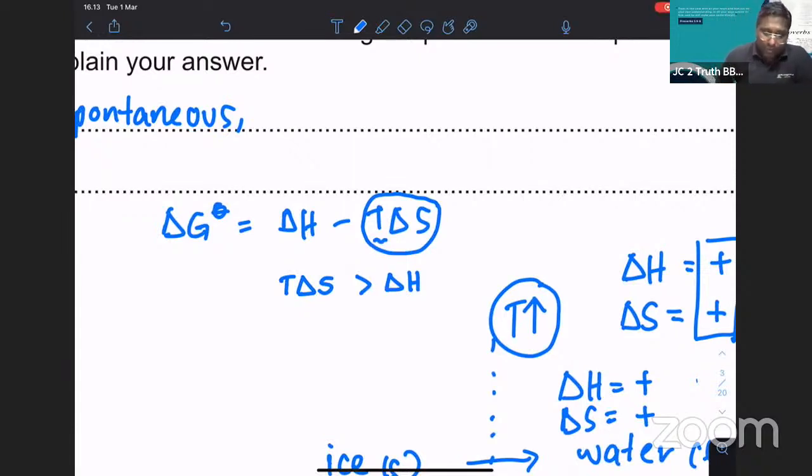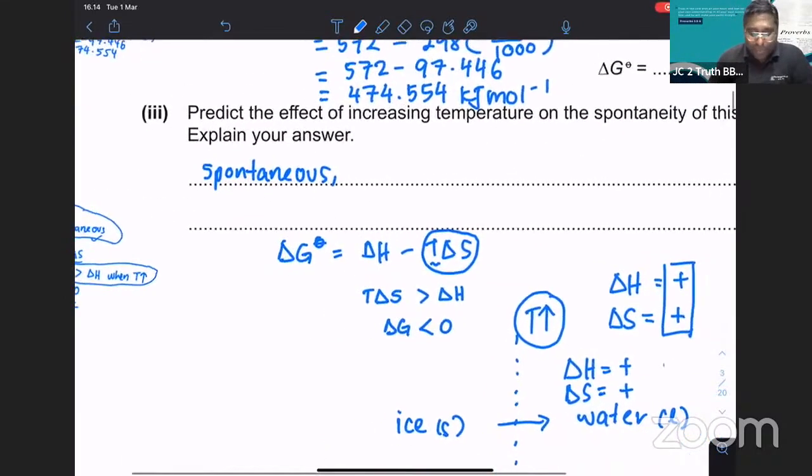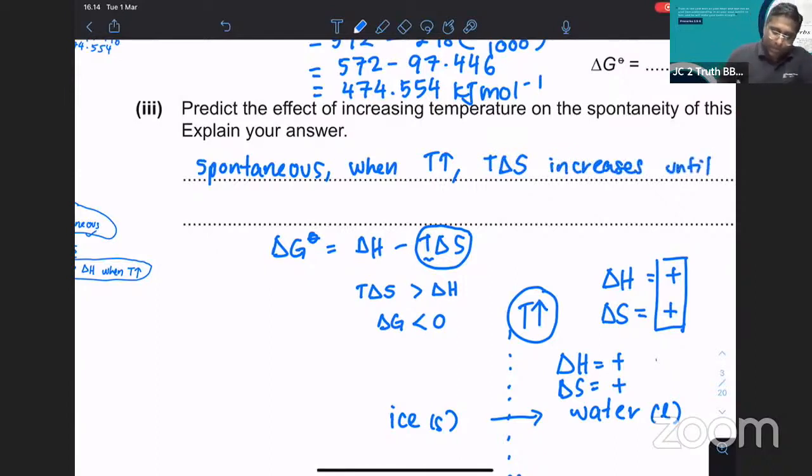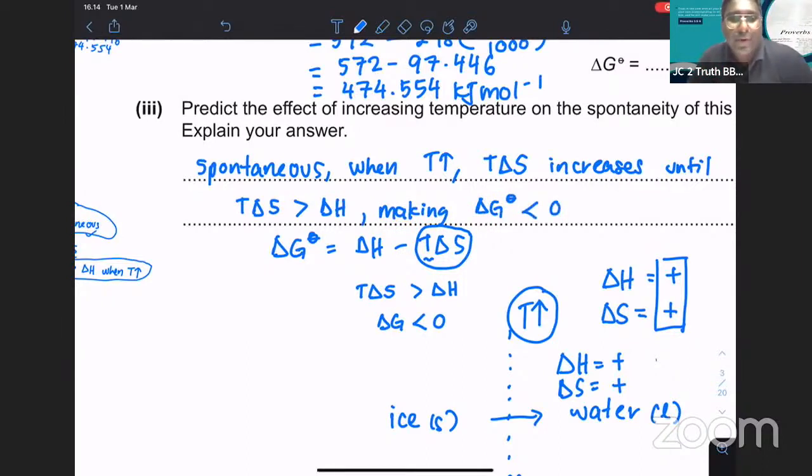So what will happen to your Gibbs free energy? Your Gibbs free energy will start to go less than 0. And if Gibbs free energy is negative, then it's spontaneous. So how do I explain this? You just need to tell when temperature increases, your T value increases until this T value becomes greater than delta H, making the Gibbs free energy become less than 0. You explain accordingly.